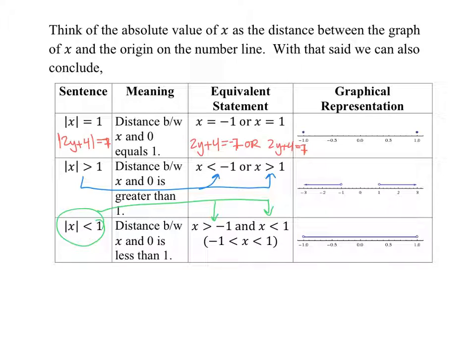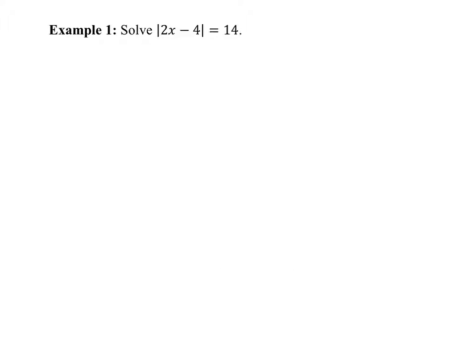Okay, but you're welcome to memorize, because honestly, by the time I've taught this so many years, I have it memorized that whenever I see a greater than symbol with absolute value, I know it's going to be an OR statement. I just know it's going to be that way. And the opposite comes about for a less than symbol. So let's jump to an example here.